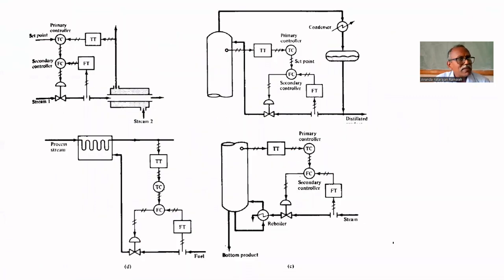Where all can we implement the cascade control? This is a heat exchanger. Here we are interested in controlling the temperature of stream 2. That's why we are measuring the temperature of stream 2. We have to regulate the flow rate of stream 1.